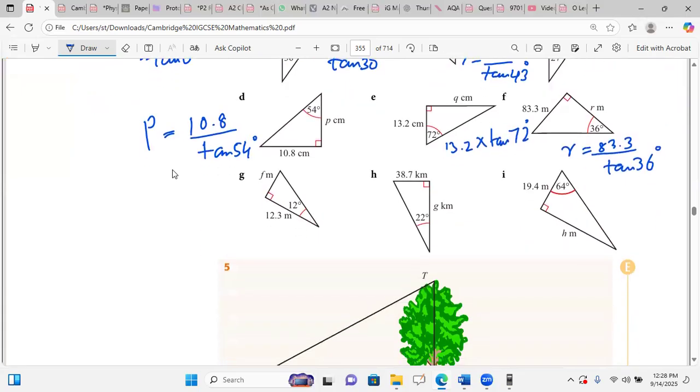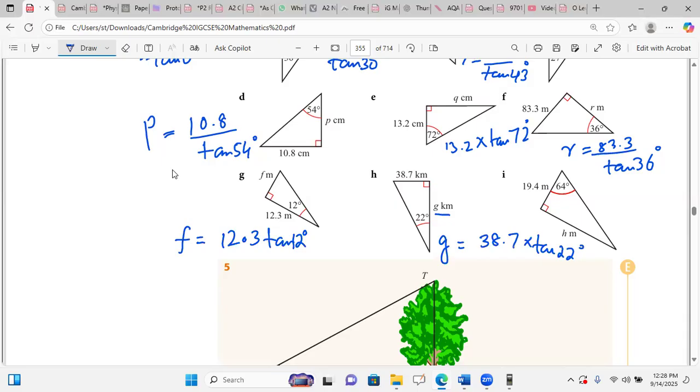Whenever you need opposite, then you will have to multiply. If you need adjacent, then divide. After that, here you need opposite over there, then opposite is going to be taken as 12.3 into tan 12 degree. Just by putting these values into the calculator, you can get your final answer over there. Now you need adjacent, so G will equal to 38.7 multiplied by tan 22 degree.